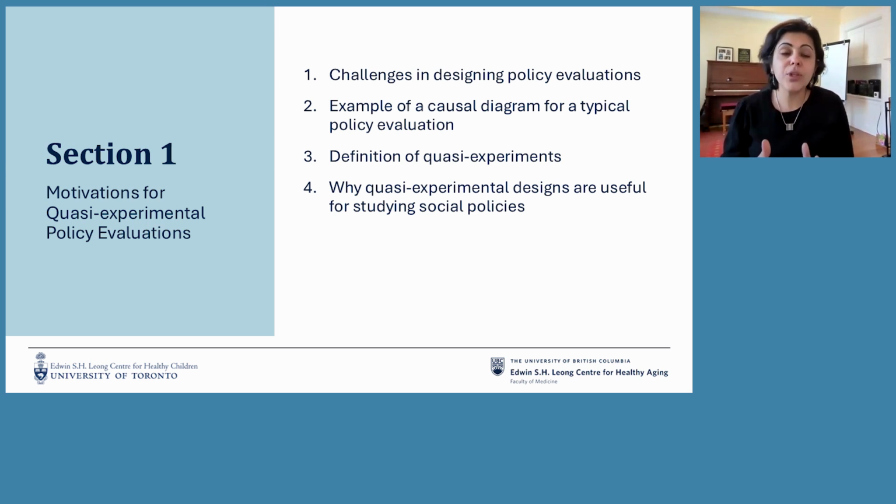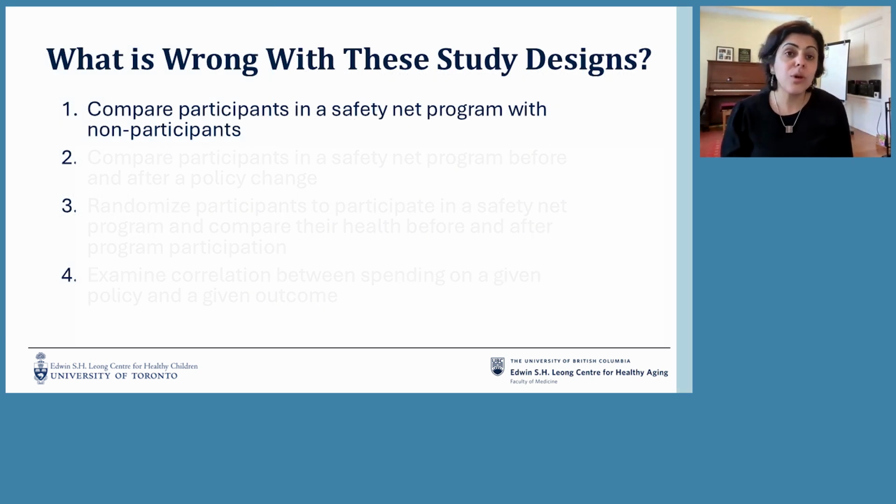So for those who aren't familiar with the term, social safety net policies are those that provide income or other resources to low-income families, and it's the focus of a lot of my own work. So to illustrate the challenges of answering this research question, I'm going to go through 4 study designs that you might think about using and discuss why they're problematic. So first, what if you decide to evaluate the policy by comparing health outcomes among participants versus non-participants?